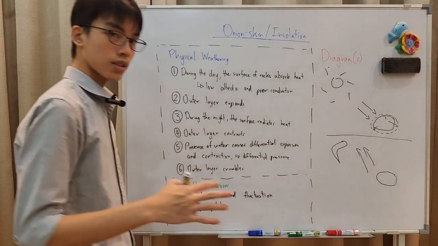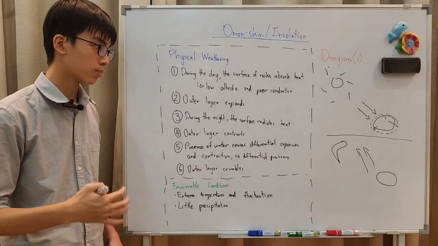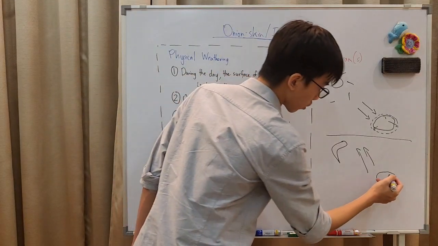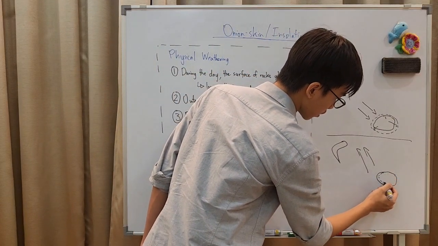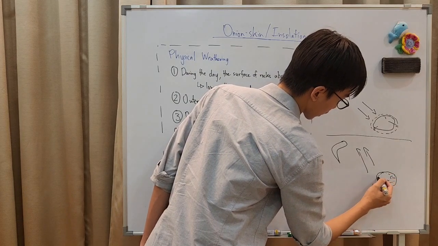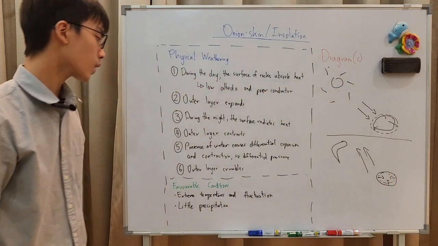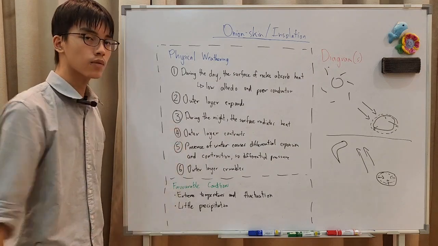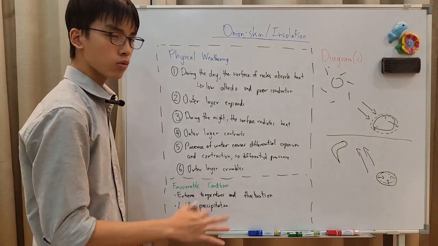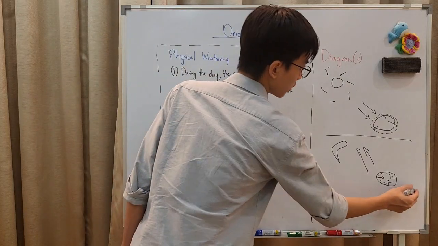And because it's losing temperature, it's getting colder, it starts to contract. So you can draw an inner lining like this and draw arrows to show that it's contracting. And you need the presence of water for onion skin weathering. So you don't really have to draw another diagram, but you can if you want.